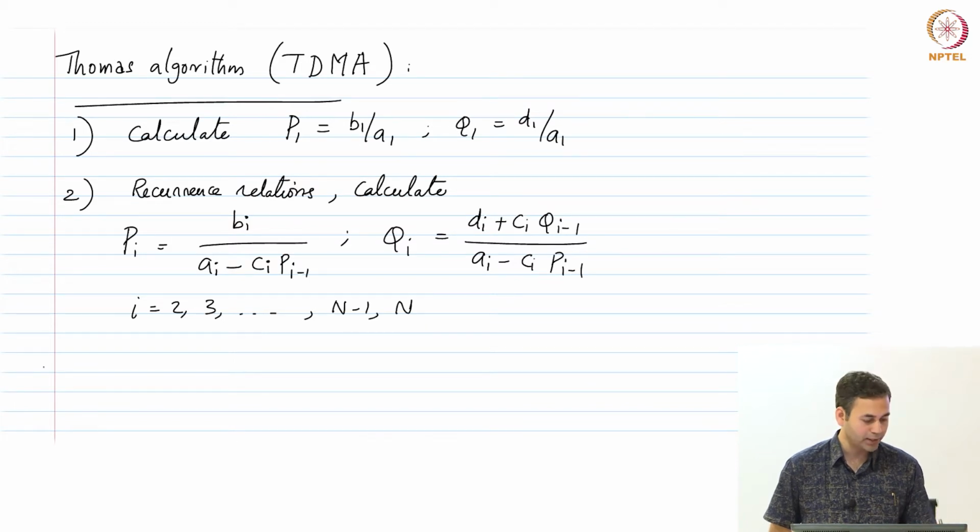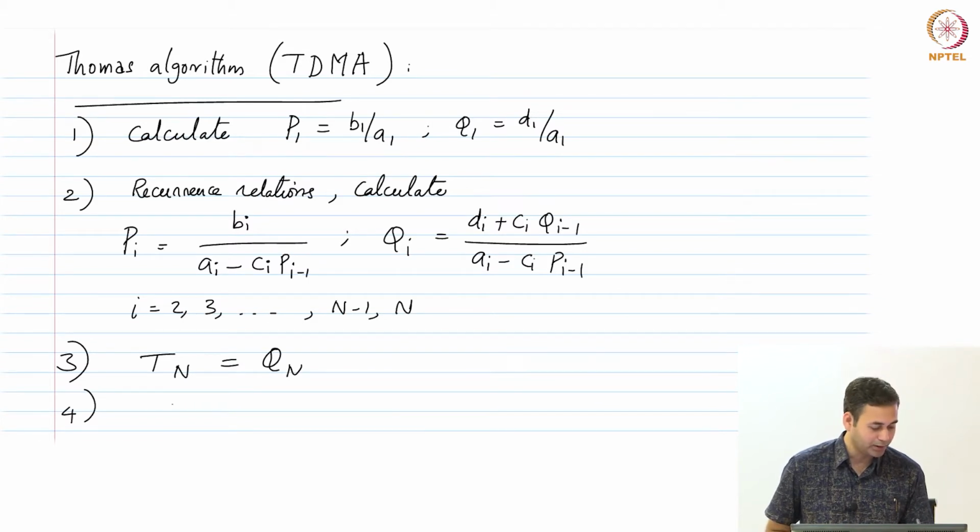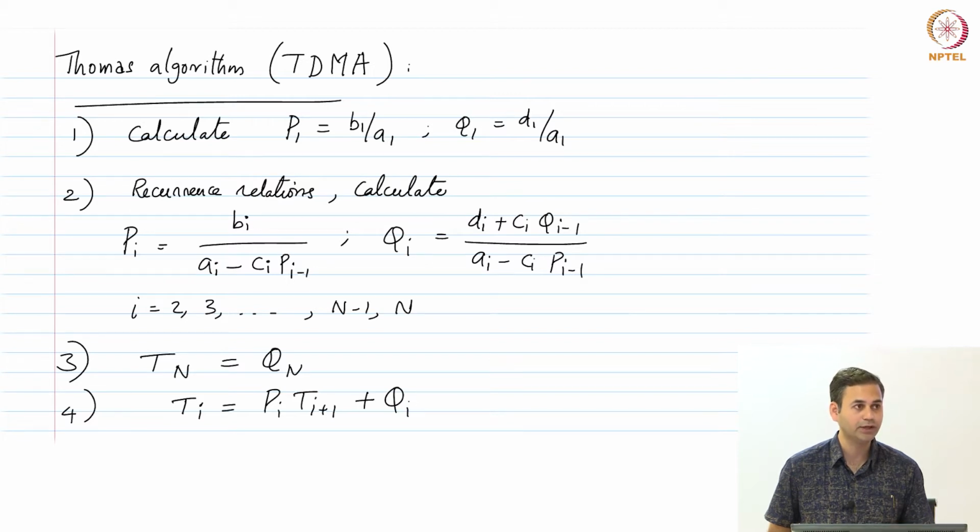Okay. So, once you have Pi and Qi, what do we do? Back substitution. Pi and Qi are known, set Tn equals Qn. And what do we do next? Use the Ti relation and calculate, using back substitution, Tn minus 1, Tn minus 2 and so on to T1. So, essentially use the relation Ti equals Pi Ti plus 1 plus Qi.